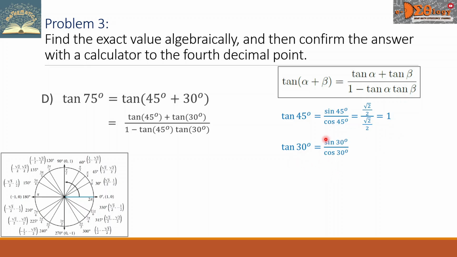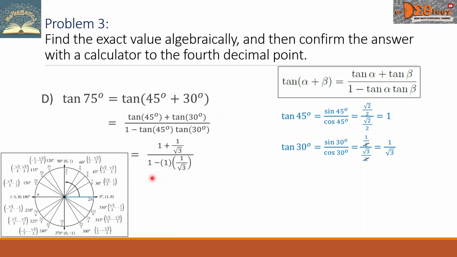What about tangent 30 degrees? This is equal to sine 30 degrees over cosine 30 degrees. In our unit circle, the sine 30 is 1/2 all over the cosine 30 is square root of 3 over 2. From here, we can cancel the 2 and the 2. That means this is equal to 1 over square root of 3. We're going to use these two values in our fraction.